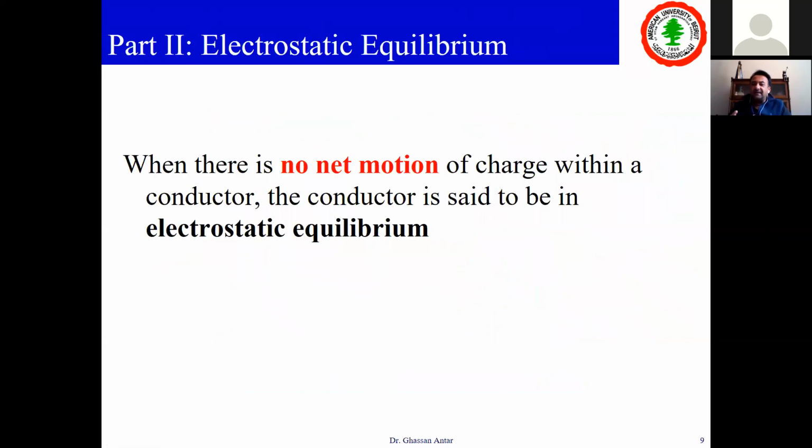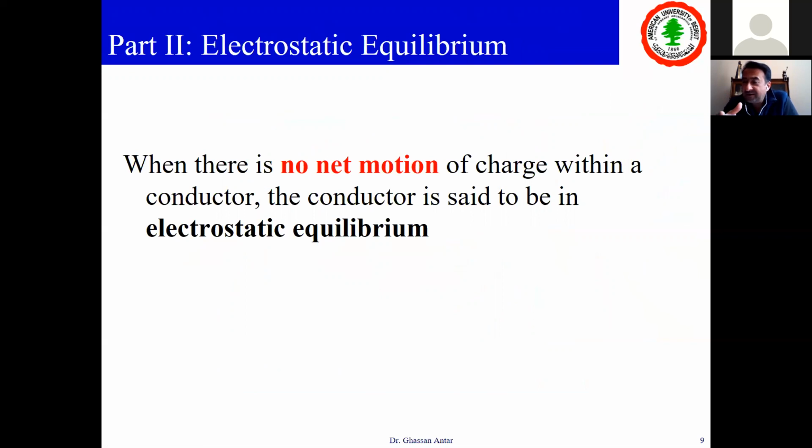Okay, so now the second concept. In this chapter we have three concepts. First concept is the electric field lines. What do they represent? How do we draw them? The second concept, and this is extremely important, is electrostatic equilibrium. It's actually quite simple. When there is no net motion of charges within a conductor, the conductor is said to be in electrostatic equilibrium.